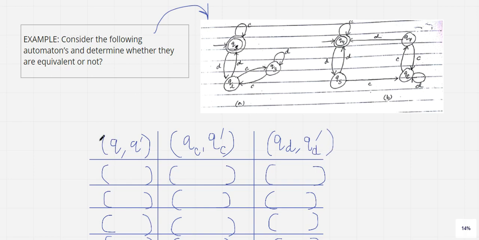Okay, so this is the basic input. Now we'll be starting off with the scenario. Initially we have to take the pairs from machine A. I have to take the initial state, and from machine B I have to take the initial state as the first pair. That means Q1 Q4 will be the first pair.